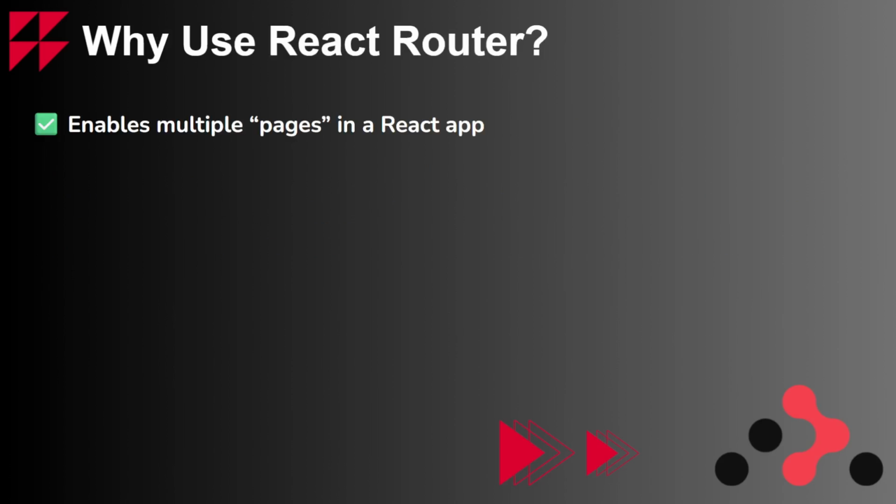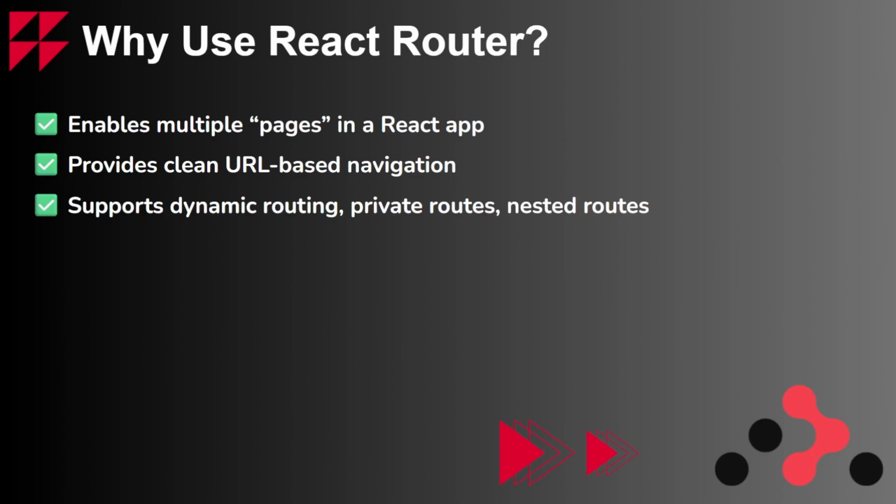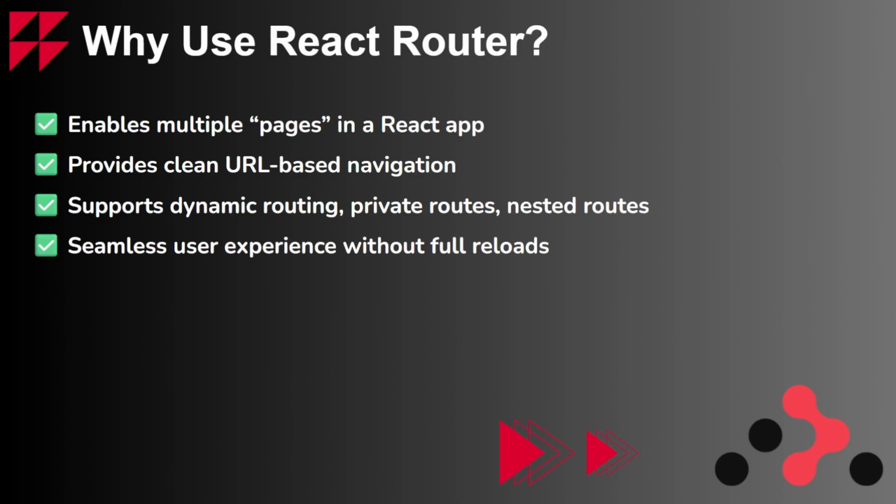So now the question arises, why should we use React Router, okay? First of all, it enables multiple pages in a React application, which we have already seen via an example. Next, it provides clean URL based navigation, which I just showed you, right? It also supports dynamic routing, private routes, nested routes. So guys, these are some of the concepts which we are going to see one by one in the upcoming videos, okay? So you will get to know more about it.